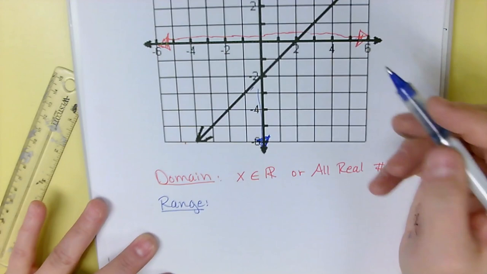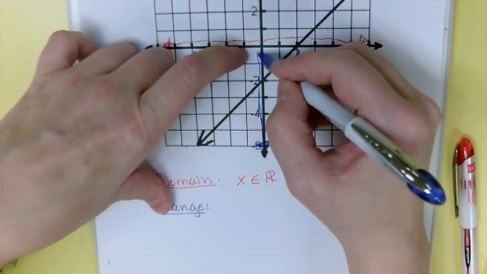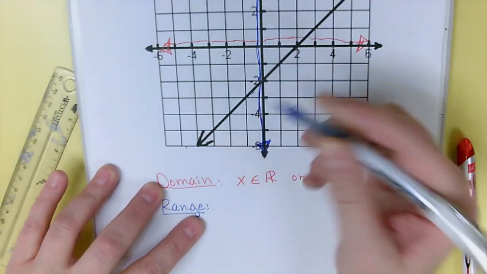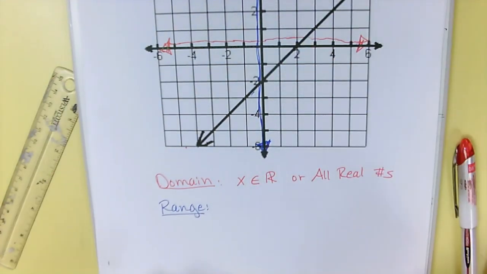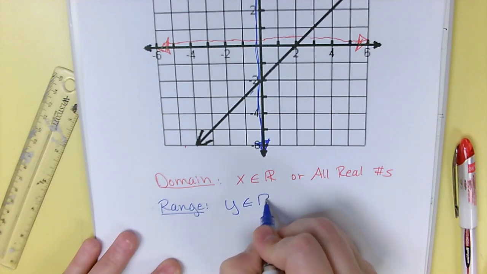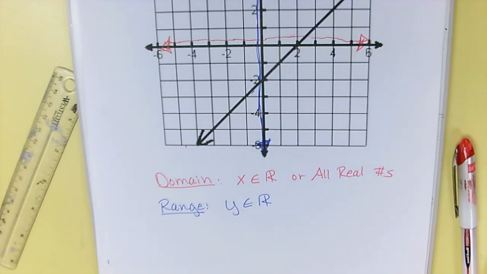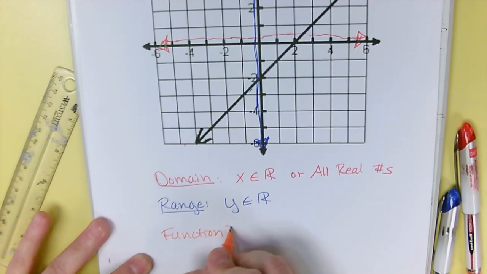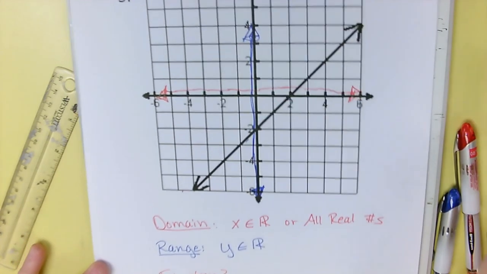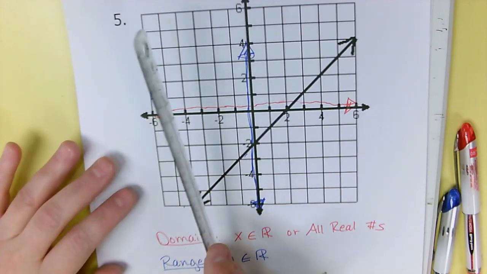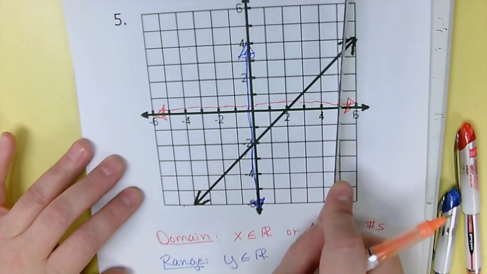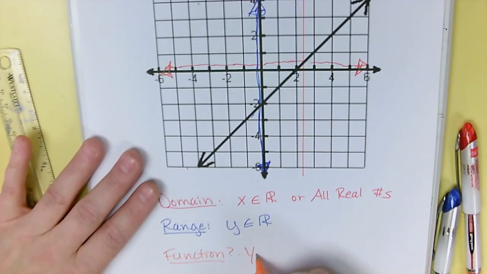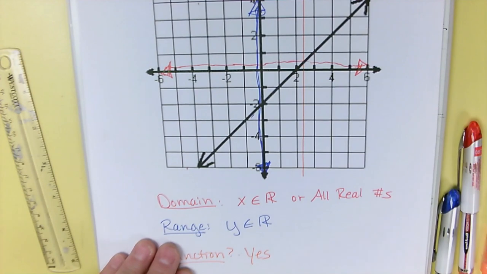Okay, so range. This goes down, down, down. There is an arrowhead. And then it goes up, and it just keeps on going. So in the y direction, it also goes up and down infinitely. So y is all real numbers. Same answer. Now, is it a function or not? Well, you can tell. I can draw a vertical line anywhere on this line, and it's only ever going to cross one time. It's never going to cross twice. So yes, it's a function.